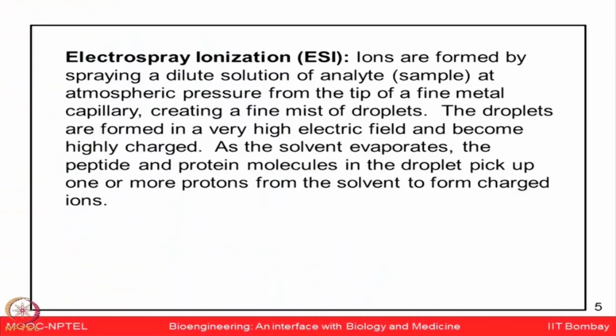Let us now talk about another ionization method, which is electrospray ionization or ESI. In ESI, the ions are formed by spraying a dilute solution of analyte at atmospheric pressure from the tip of a fine metal capillary, and that creates a fine mist of droplets.